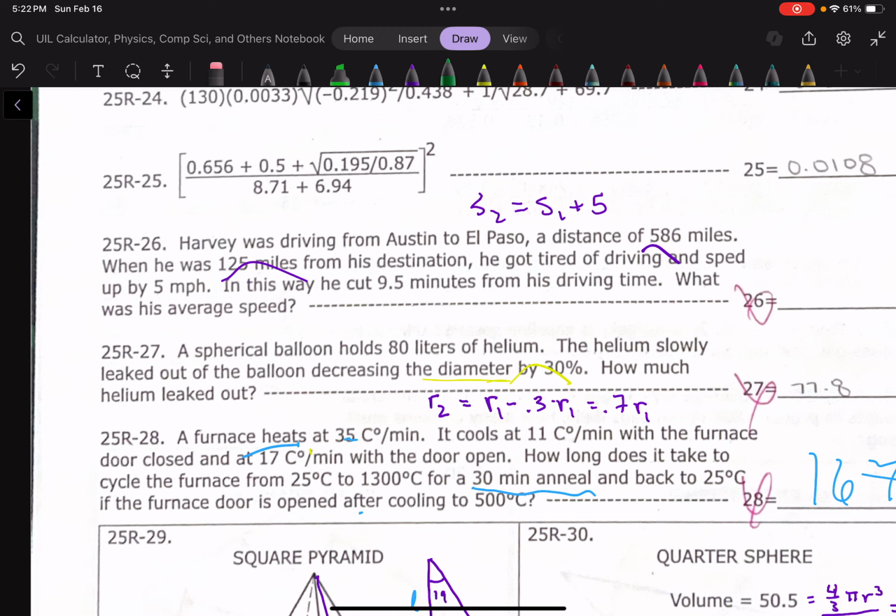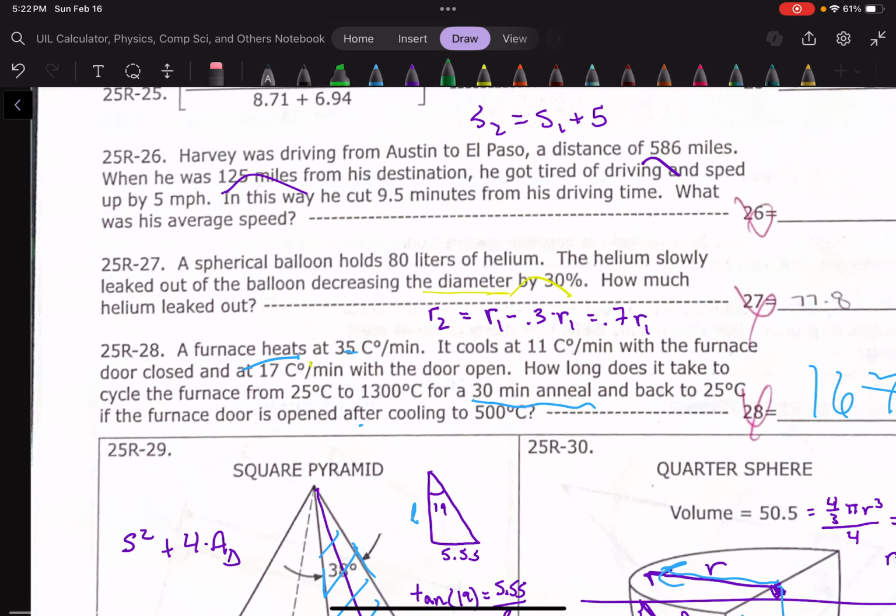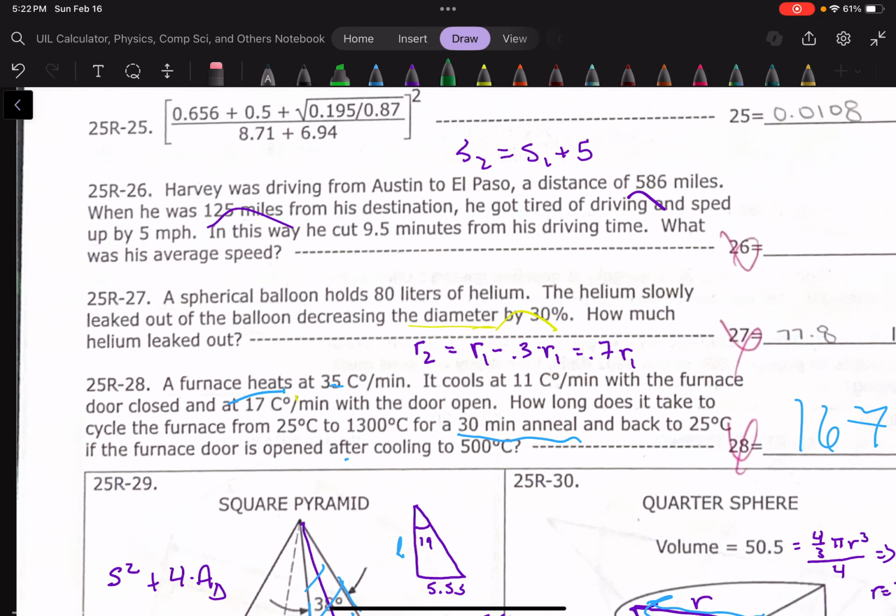126 miles from El Paso, he got tired of driving and sped up by 5 miles an hour. So we could say the second speed is the first speed plus 5 miles per hour. In this way, he cut 9.5 minutes from the driving time, and we need to find the average speed for the trip.